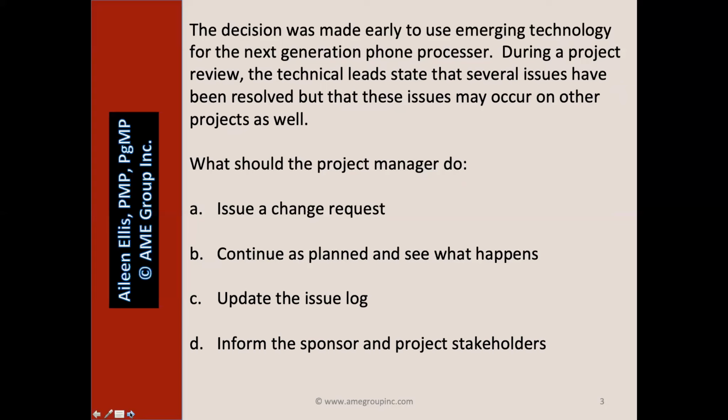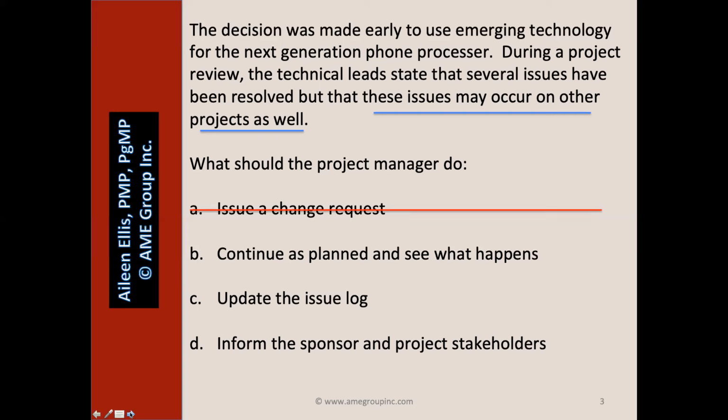Again, I ask myself, what is the key word or the key phrase? These issues may occur on other projects. That's the key word or phrase. So what should we do? A, issue a change request. The issues are not with our project now. It's that they may occur on another project. So a change request isn't going to help.